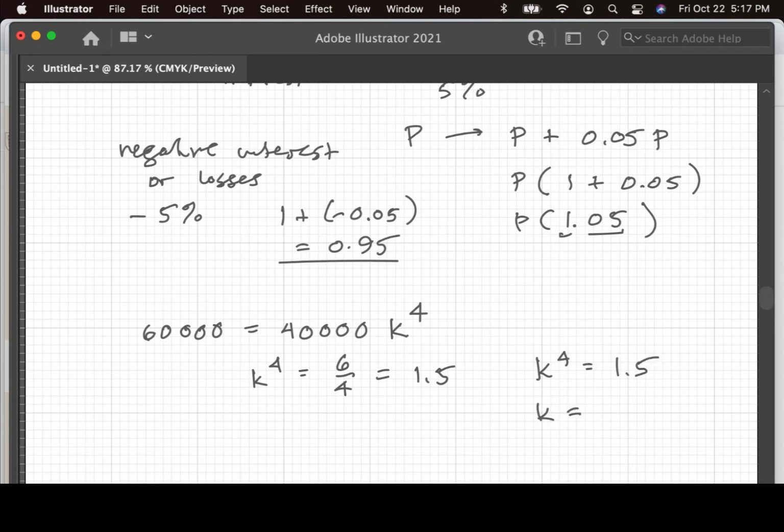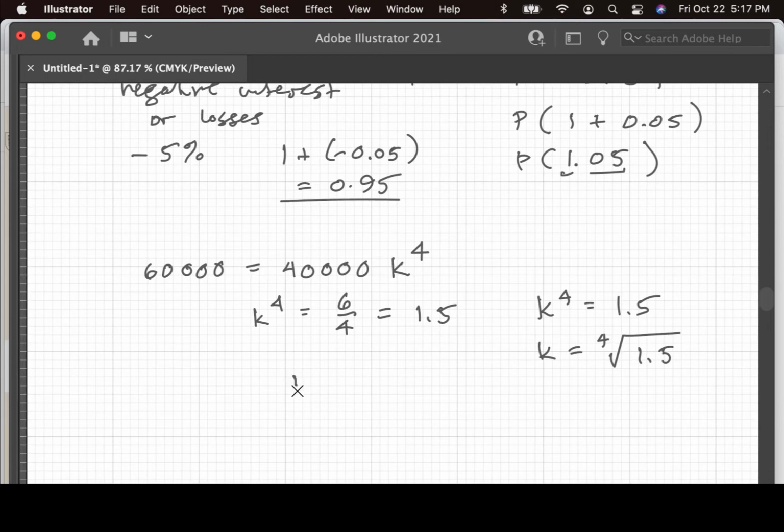K would be equal to the 4th root of 1.5. The 4th root is the square root of the square root. You could do it that way, or use the same method we used above, and we'll say k is equal to 1.5 raised to the 0.25, or 1/4 power. 1.5 raised to the 0.25 power is equal to 1.107, let's call it.